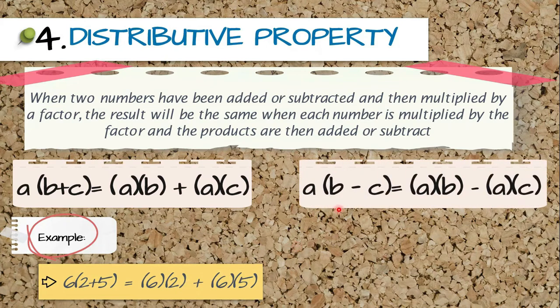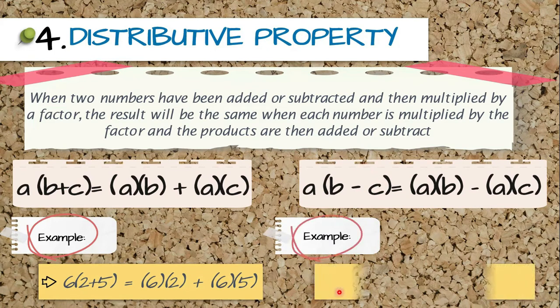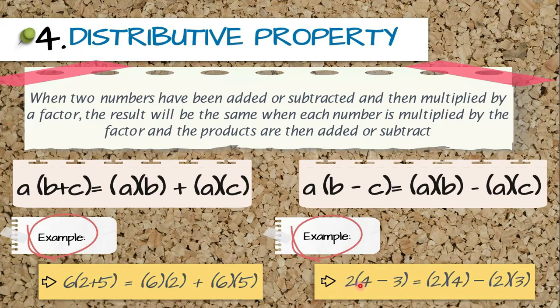Another one, this time we have a subtraction symbol. So a times quantity b minus c, that is also equal to a times b minus, again just copy the symbol, a times c. So we distribute a, our first integer or first letter, first number, to the numbers or integers inside this grouping symbol. Example, 2 times quantity 4 minus 3 is equal to 2 times 4 minus 2 times 3. So that is an example of distributive property.